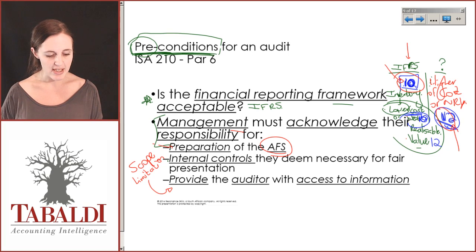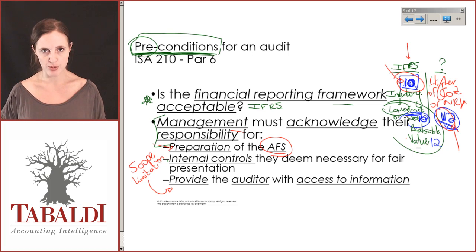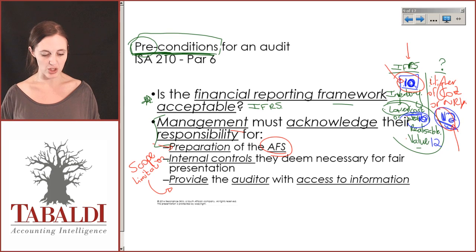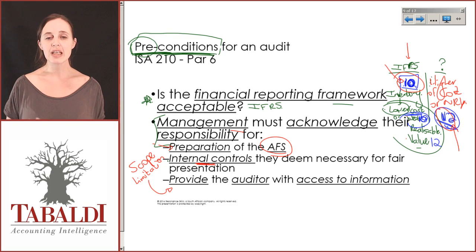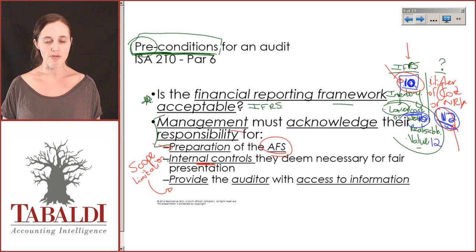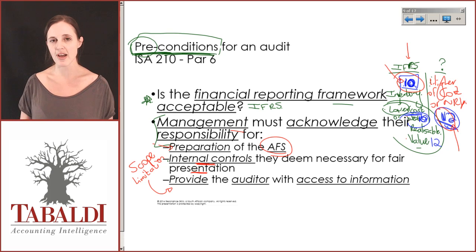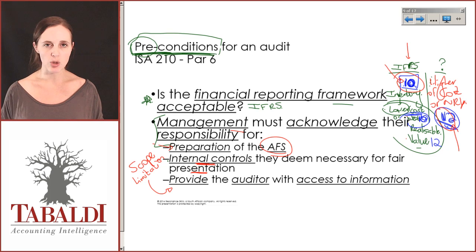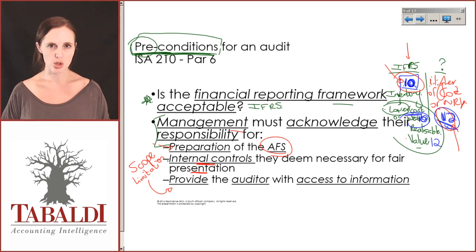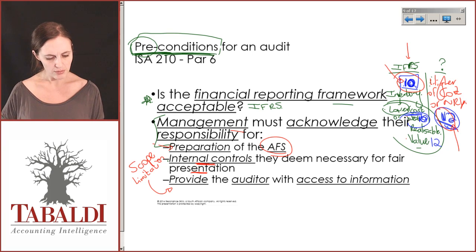So management must accept and acknowledge that they have responsibility for the preparation of the financial statements. They must also accept that they are supposed to take control of any internal controls deemed necessary for fair presentation. Any controls necessary for the financial reporting are the responsibility of management. They mustn't expect us to come in and tell them to change controls, improve controls, or help put controls in place. Again, that would create a self-review threat.